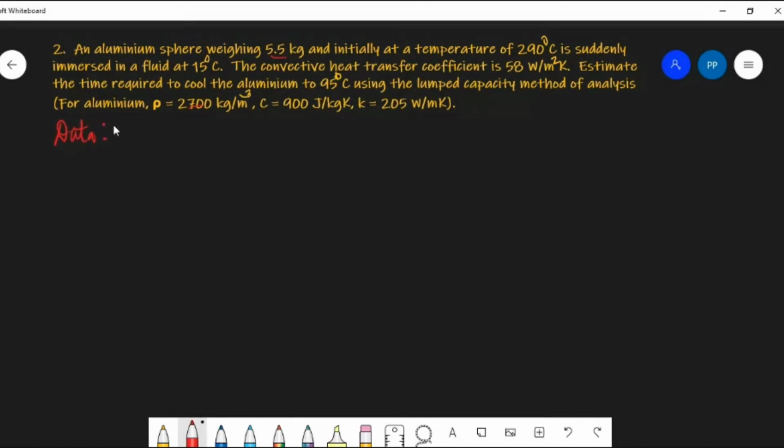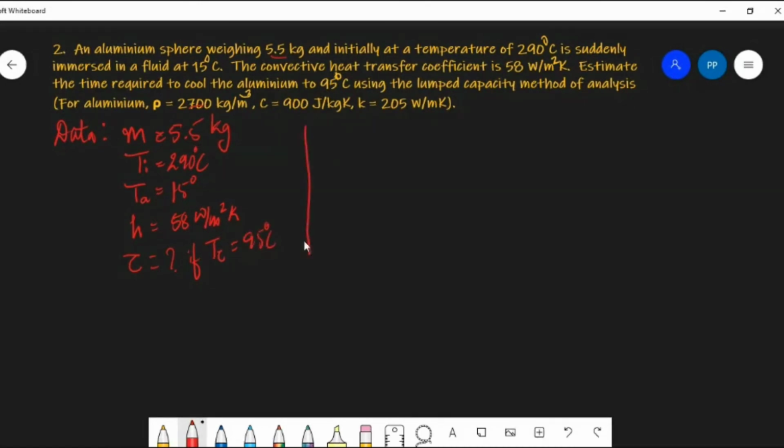So the data given here are: we have an aluminum sphere, with mass of the sphere, I'll use small m, of 5.5 kg, and its initial temperature is 290 degrees Celsius, and it is immersed in a fluid at 15 degrees Celsius, that is Ta is 15 degrees Celsius. The convective heat transfer coefficient h is 58 watt per meter square Kelvin. Now we need to find the time required, that is tau, if T at tau is 95 degrees Celsius.